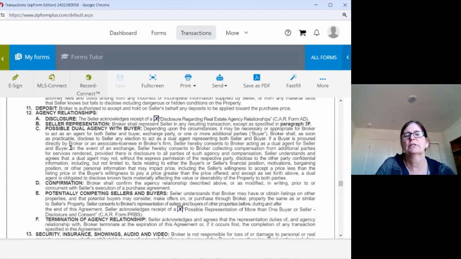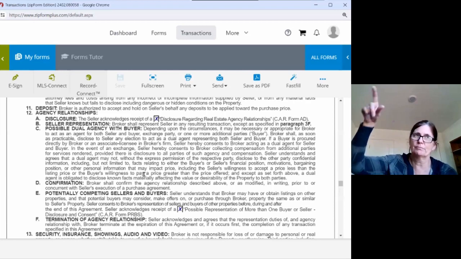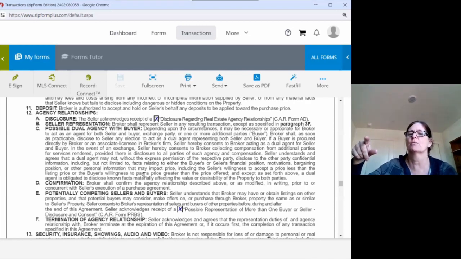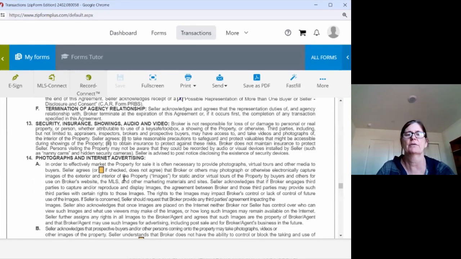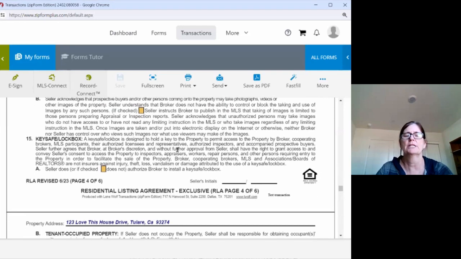Here it talks about agency relationships. So this is how important CAR, or the DRE, thinks it is. The very first 2 pages of this document were specifically dedicated to agency, and now they are bringing it up here again. So they want to make sure that you're really aware of agency and who's representing who. This lets the seller know that the broker doesn't have insurance, that they need to have insurance for anyone that enters into their house, and that people might take video or photos while they're there. Those might get on the internet.